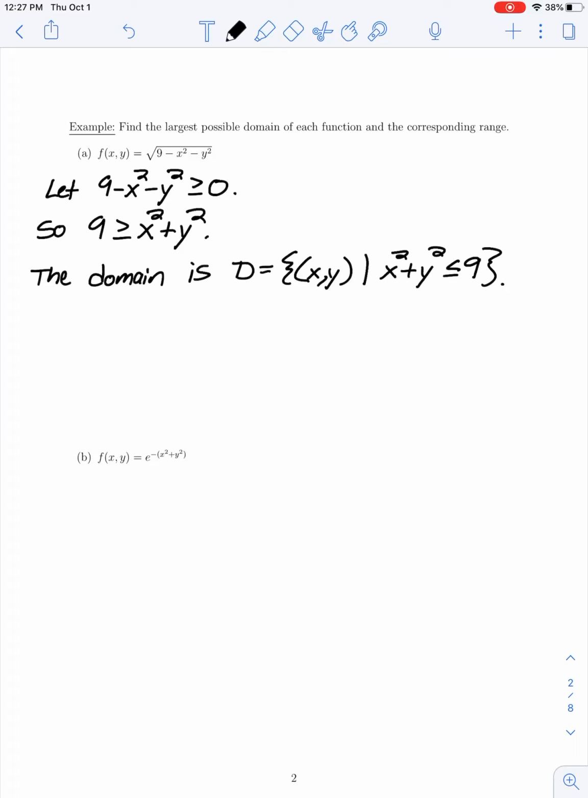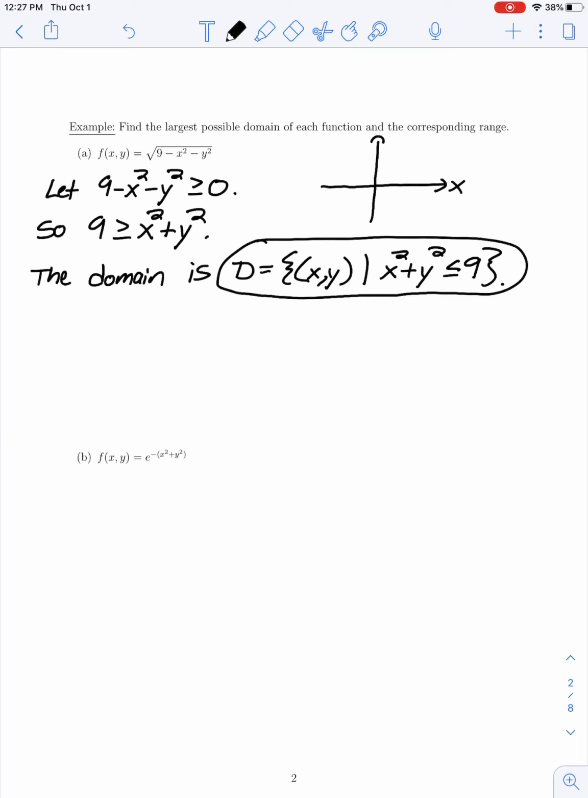Now, geometrically, what this domain is describing is a set of points that lie inside of a circle of radius 3 centered at the origin. Let's try to visualize our domain here. So we were looking at the set of all points in the xy plane such that the sum of x squared and y squared is less than or equal to 9.